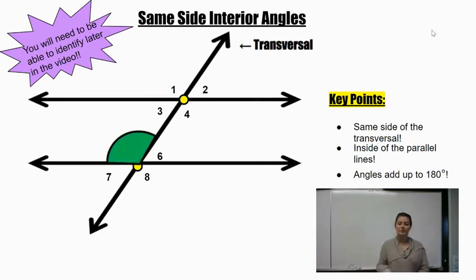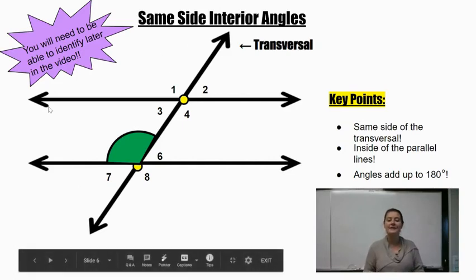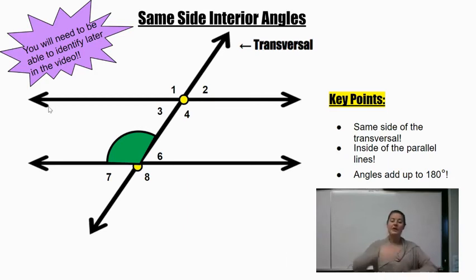So I have angle number 5. We need to find the same side interior angle that goes with that angle. It needs to be on the same side of the transversal. So which side of the transversal is angle number 5 on? It is on the left. Is angle number 5 inside of our parallel lines? Yes, it is. Which other angle is also on the left side of the transversal and in between the parallel lines? Angle number 3 is also on the left side of the transversal and in between those parallel lines. That means it is my same side interior angle. And those two angle measures will add up to 180 degrees.